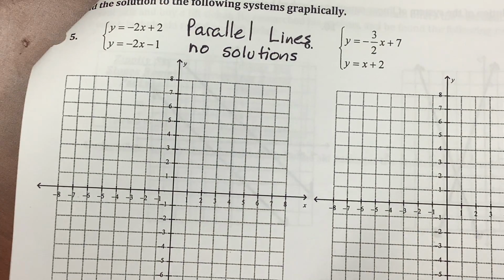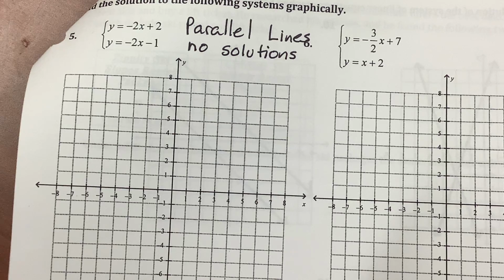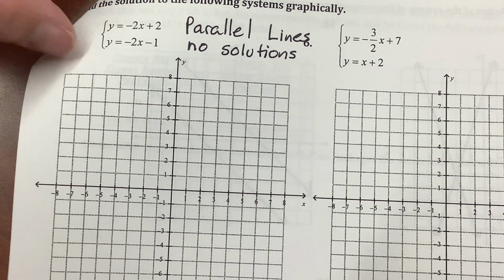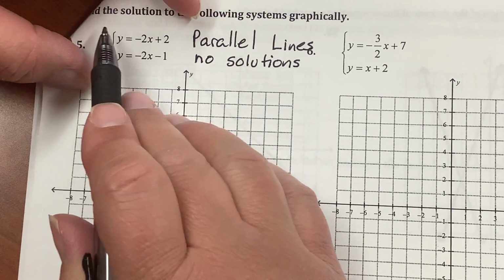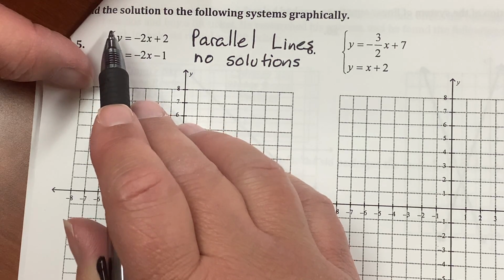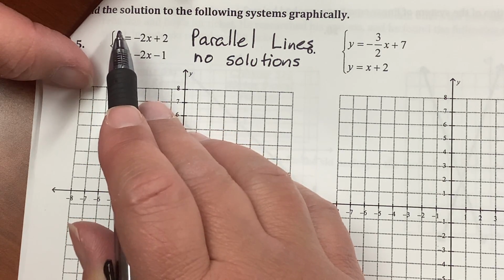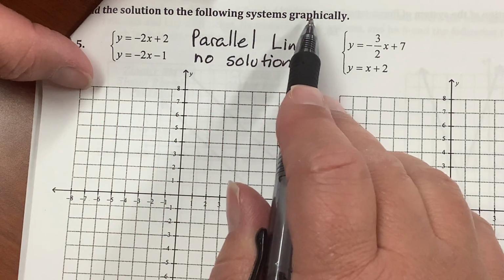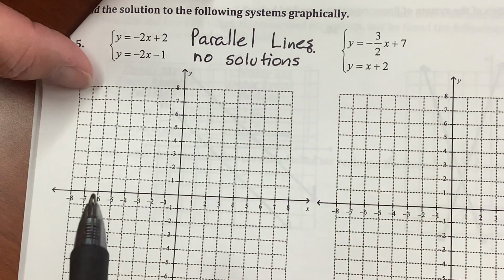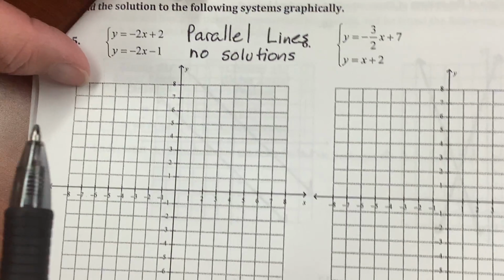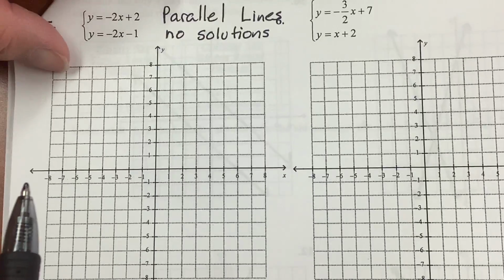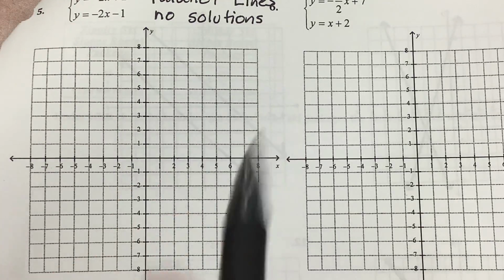But I'm not going to get any credit for it because I didn't do what I was asked to do, which is, this says graph, find the solution to the following systems graphically. If it tells you to do that and you don't graph, then you don't get any credit on your test. So get it together and let's graph some parallel lines.